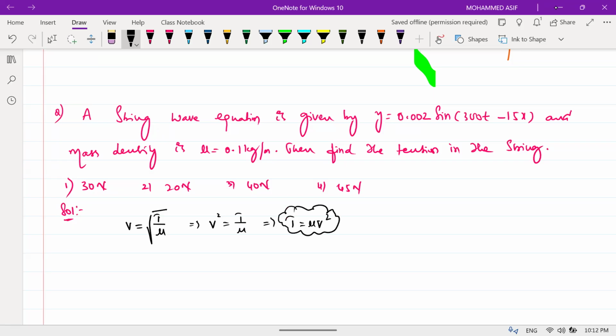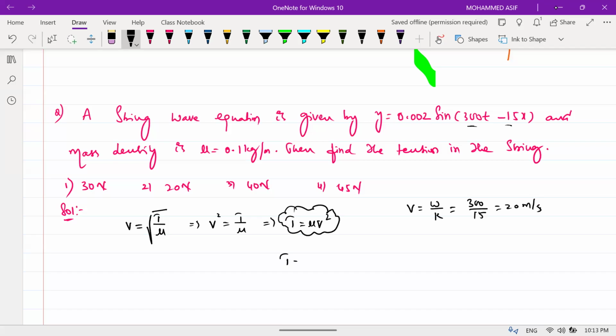I'm already having mu. I don't know v. v can be calculated by the formula v equals omega by k. So what is the value of omega here? Omega is 300 and k is equal to 15. So this will be equal to 20 meter per second.